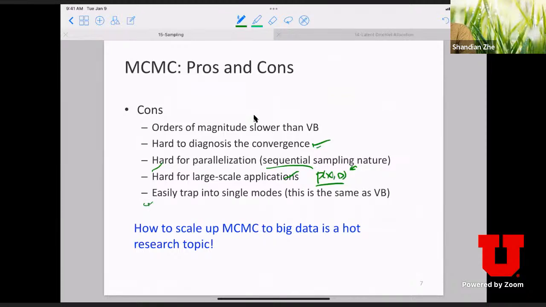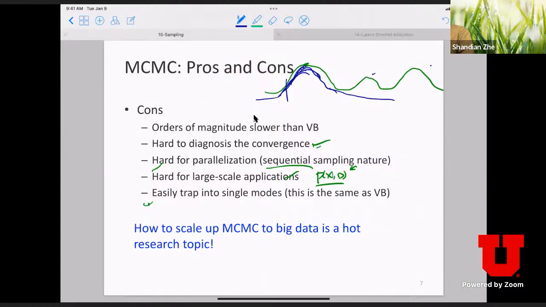And finally, it easily traps into single modes. This is the same as variational inference. Basically, if your true posterior has multiple modes, meaning that it has multiple higher density regions, and you run variational inference, if you start here, it might soon converge here. It will give you something like that as your approximate distribution. It will just ignore the other two modes.